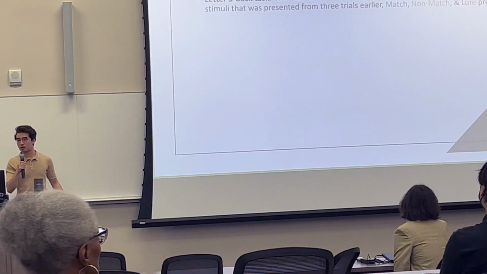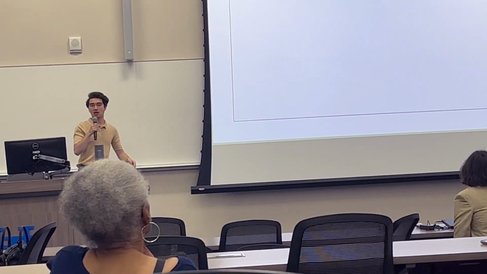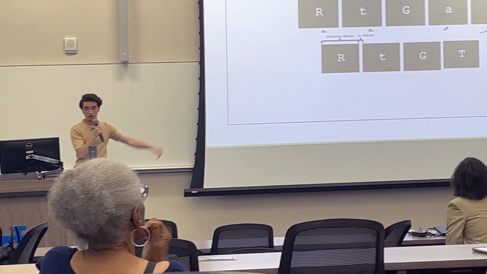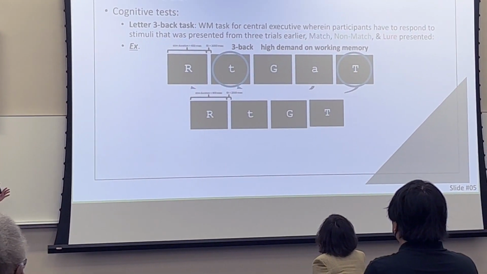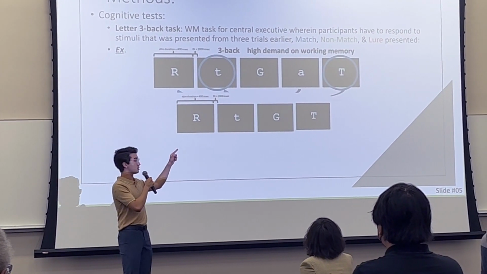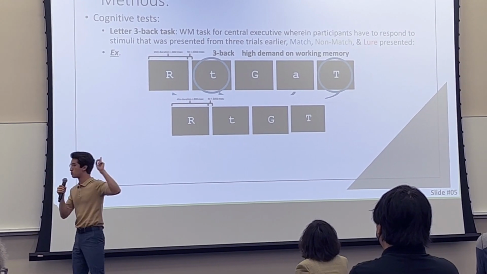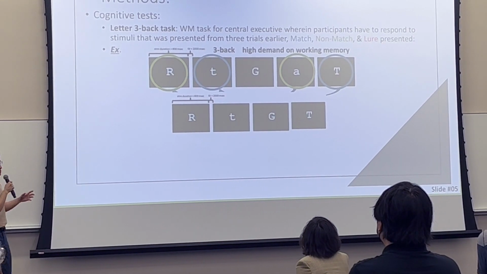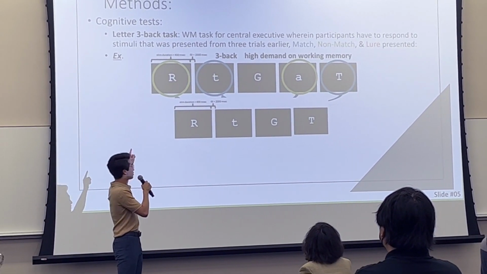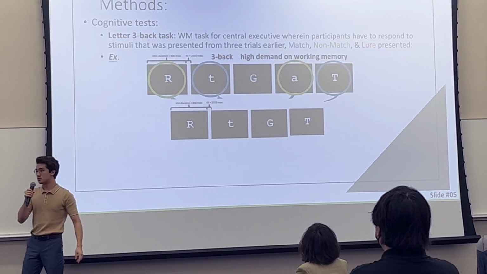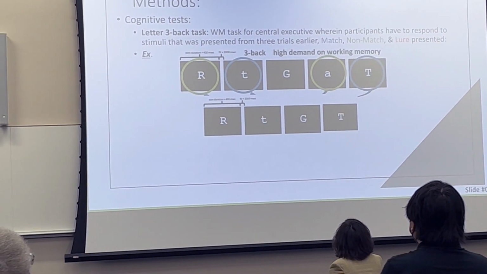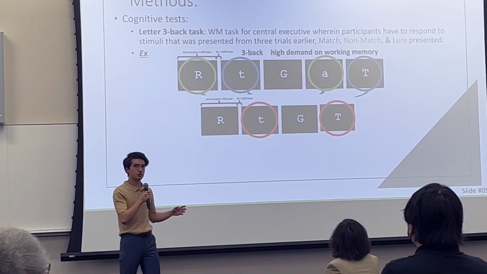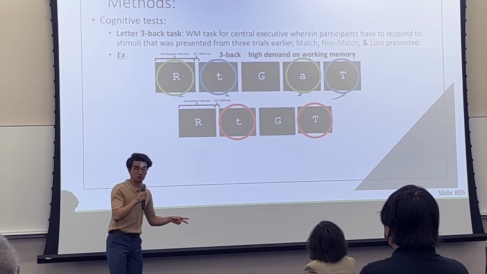And we have 3 trial subtypes: match, non-match, and lure. Okay? If I can direct your attention to the top line of letters there, a match trial is when the current letter being presented to you matches the letter that was presented 3 trials ago. And if the current letter does not match the letter from 3 trials ago, that is considered a non-match trial. And if you look at the bottom row, a lure trial is when the current letter being presented to you matches the letter that was presented 2 trials ago.